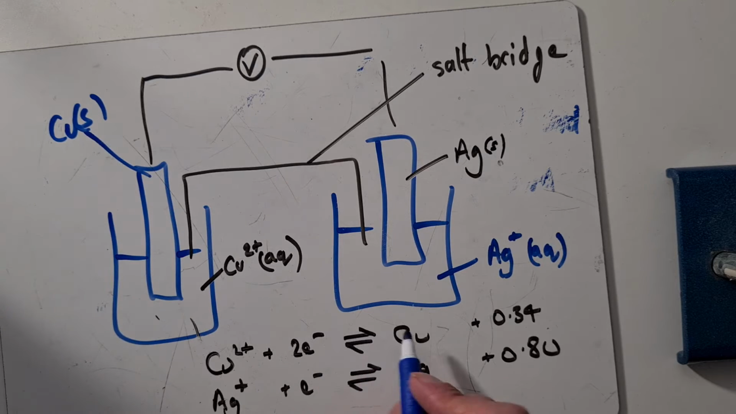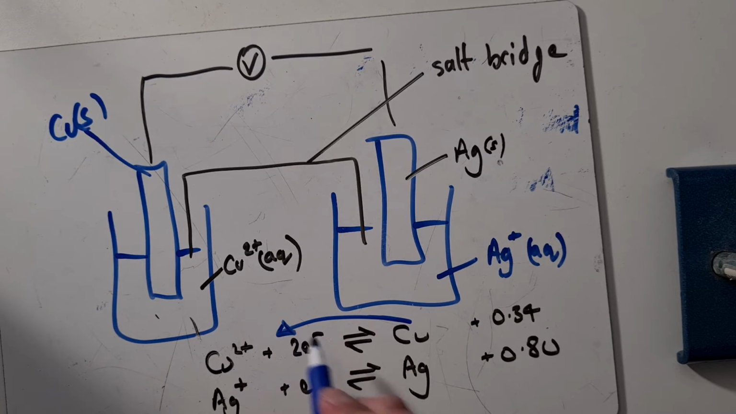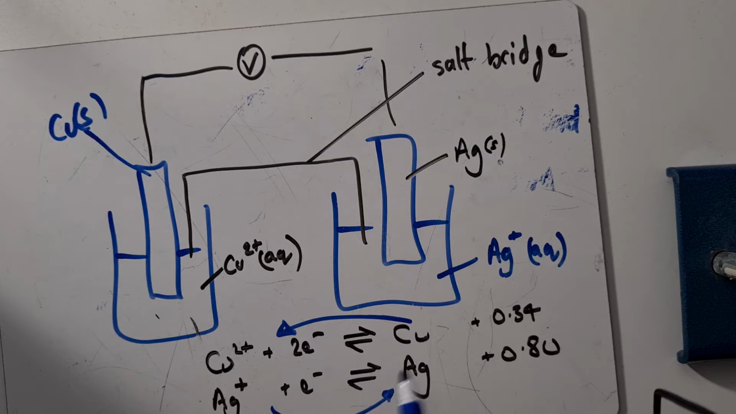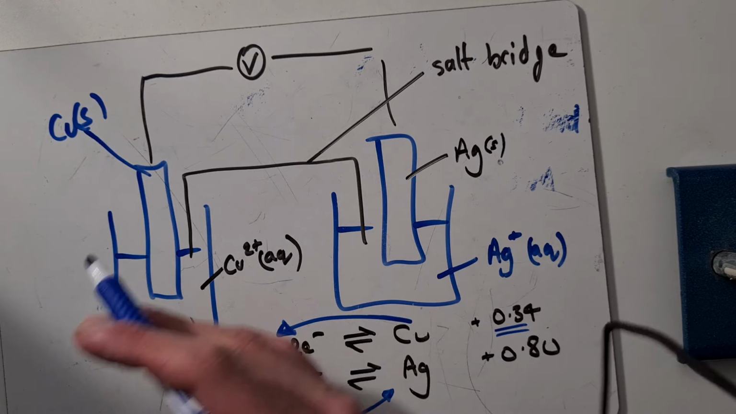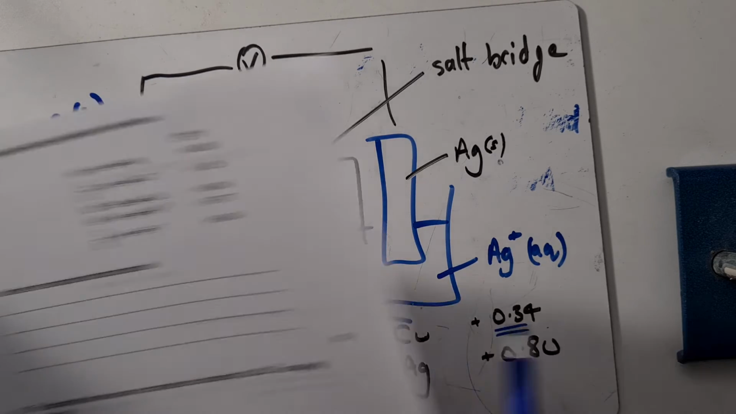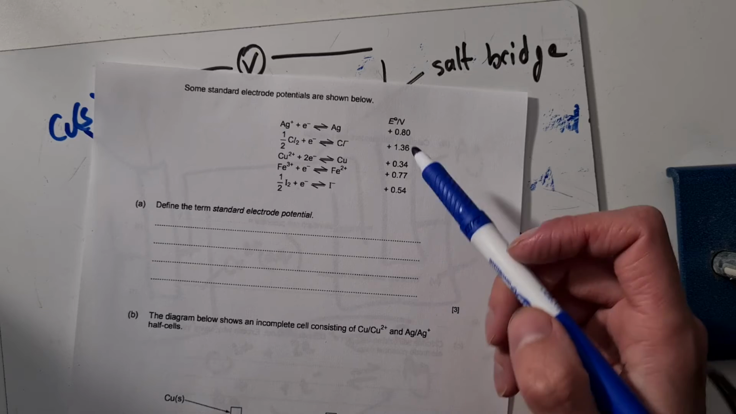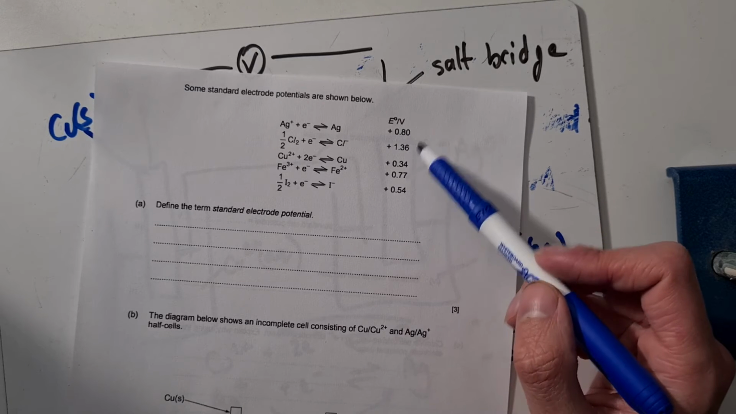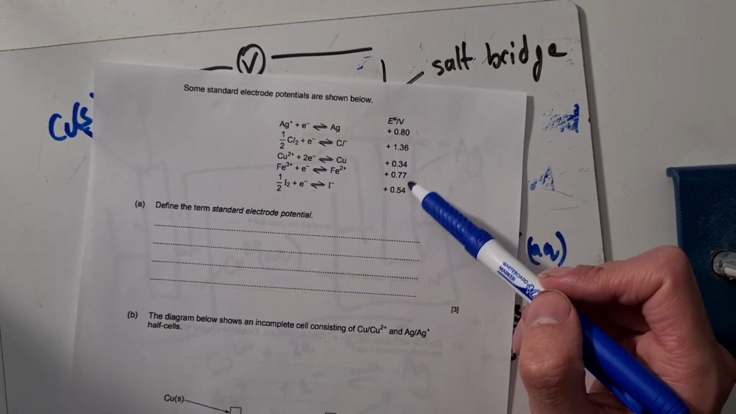So copper is more negative, so copper is going to go this way. It's going to be a reducing agent and it's going to become oxidised, which means silver is going to go that way. So it's going to gain electrons and go into our silver. We spotted this because copper is the more negative value. Generally they arrange the table in order as well, so copper would be at the top.